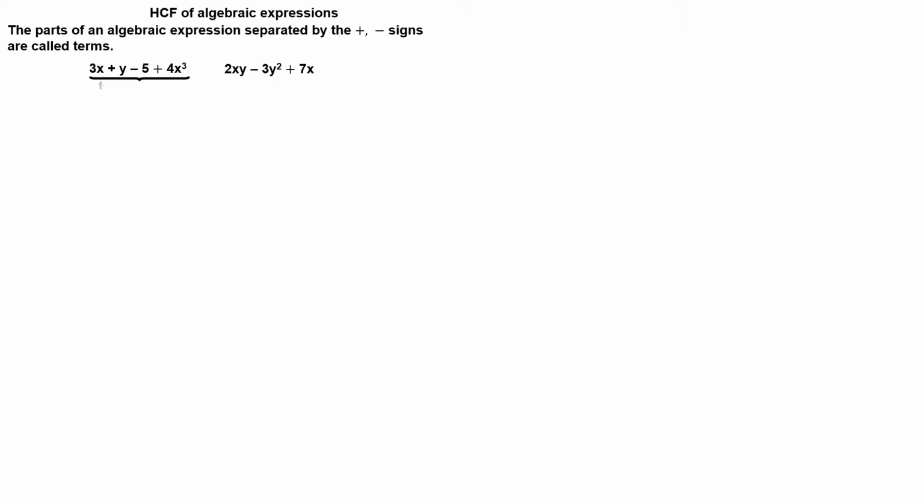The parts of an algebraic expression separated by the plus and minus signs are called terms. Each of the terms in algebraic expressions is called a monomial. So the first expression has 4 monomials, and the second expression has 3 monomials.